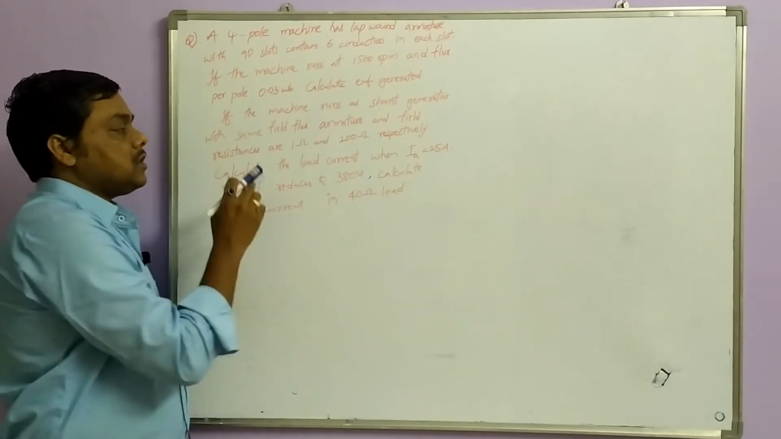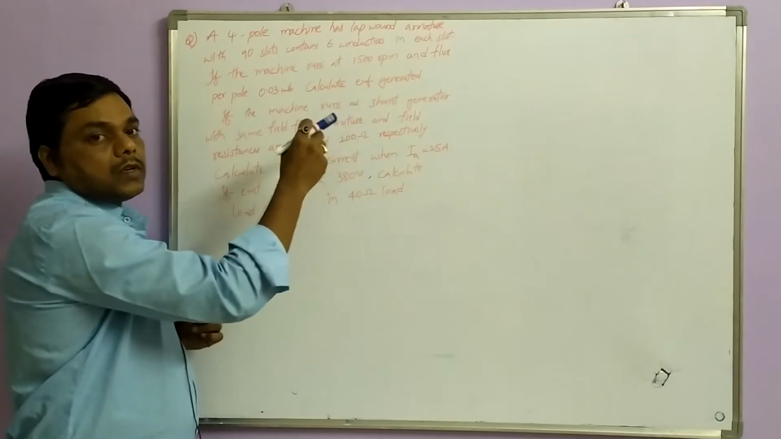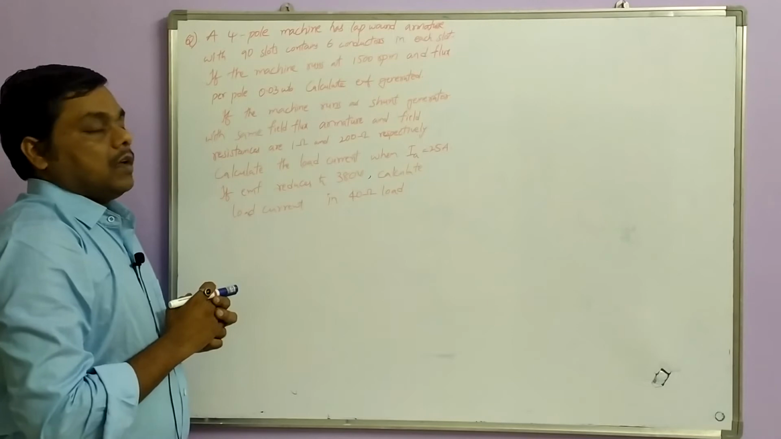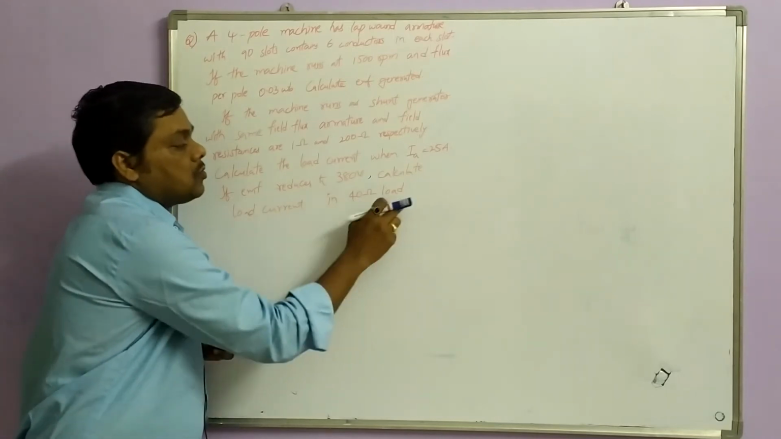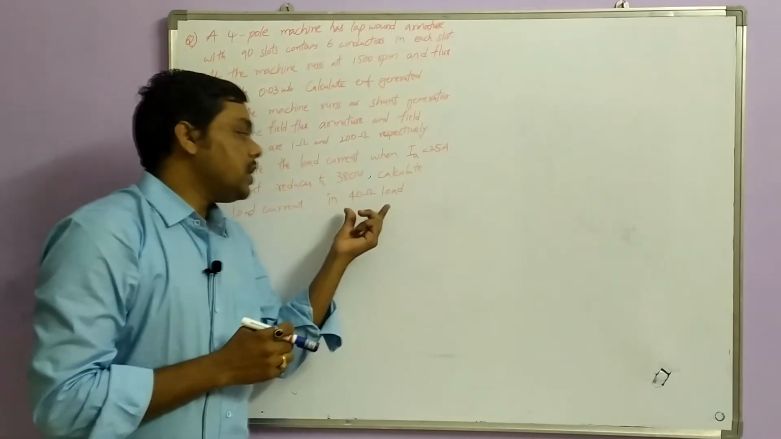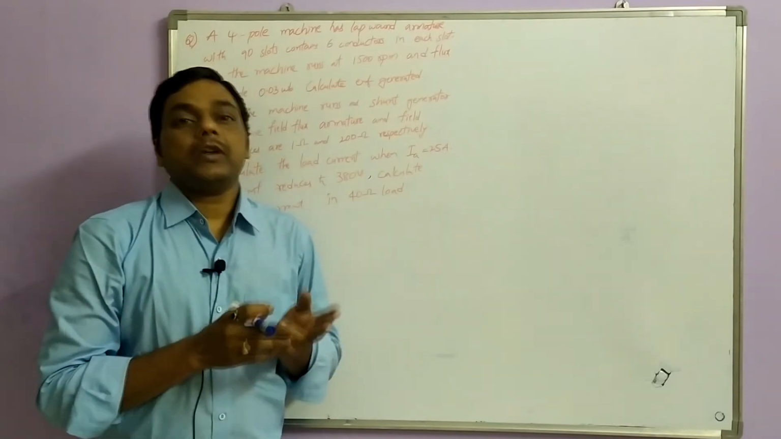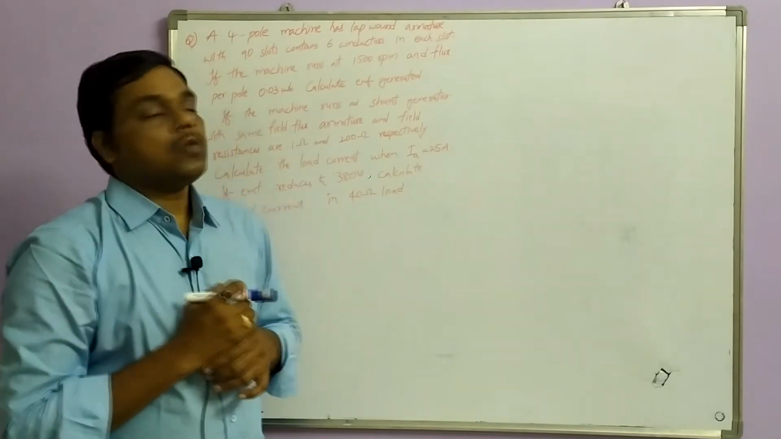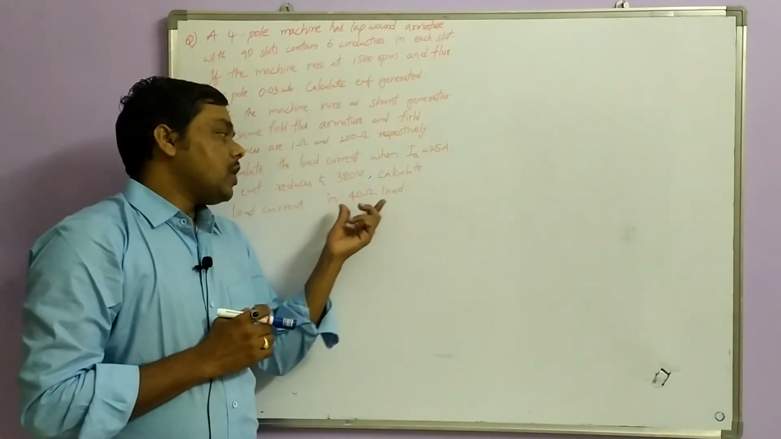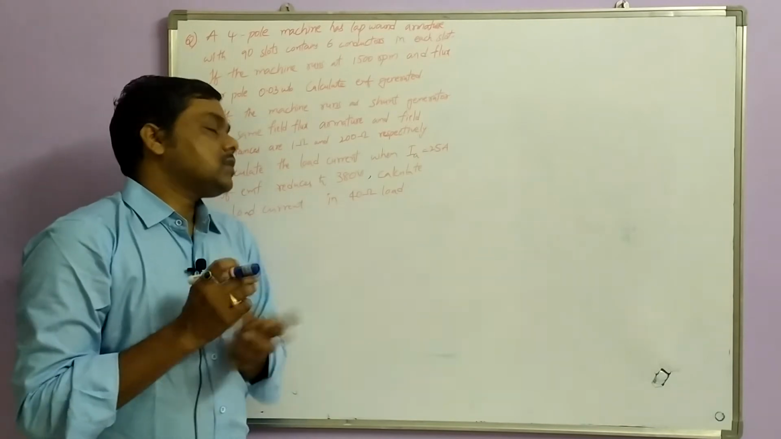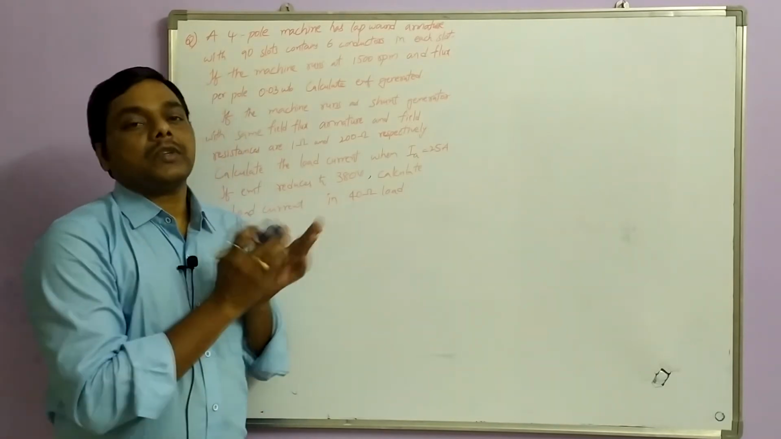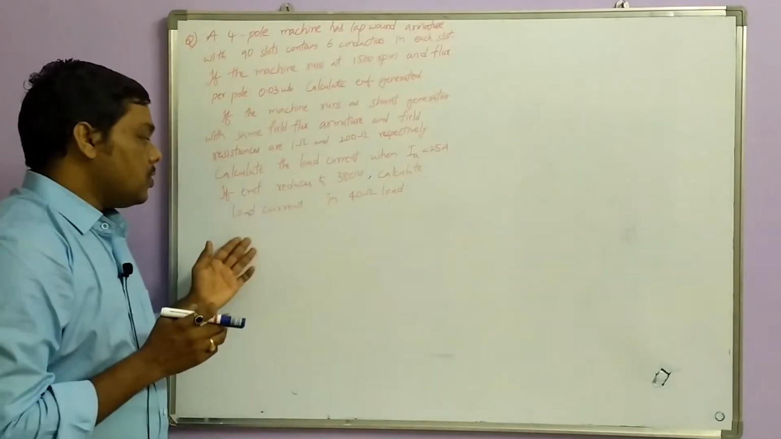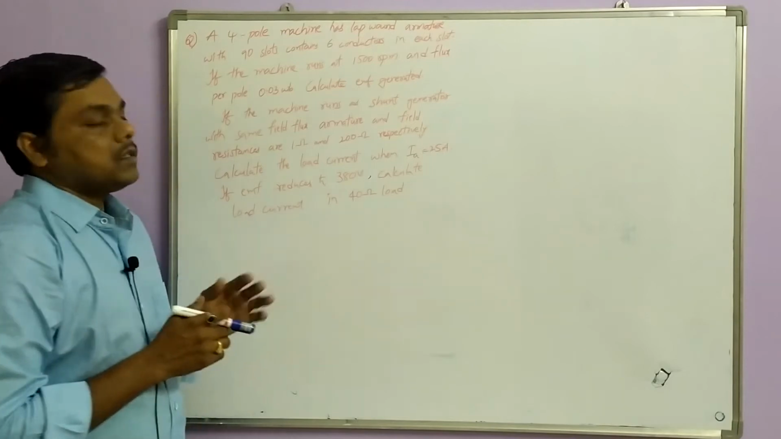The second case: if the generated EMF reduces to 380 volts and the load is 40 ohms. The load is given in terms of resistance, not in terms of output power and load voltage. So it is very important that you convert the output power and voltage in terms of resistances. Now let us see how it is going to be solved.